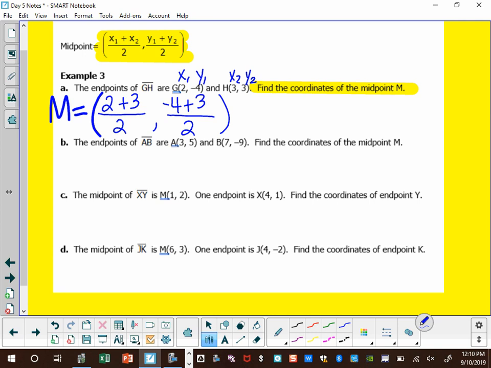All right, so what is 2 plus 3? 5. Okay, so we have 5 over 2. That does not reduce. You can leave it just like that. If you type this into your calculator, you do 2 plus 3. Make sure you hit enter first and then divide by 2. All right, for my y's, negative 4 plus 3 gives me what? And negative 1 over 2 is just negative 1/2. You can leave it as a fraction. If you wrote that as a decimal, it would not be wrong. But when I do it up here with you guys, you'll always have a fraction.